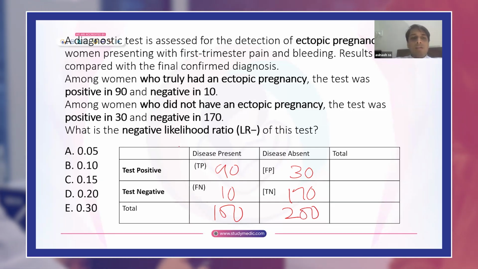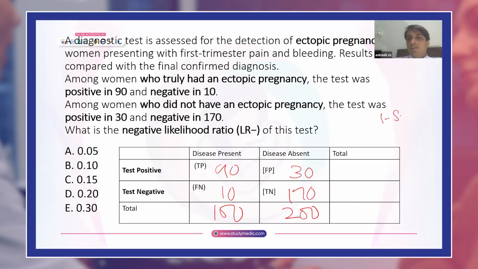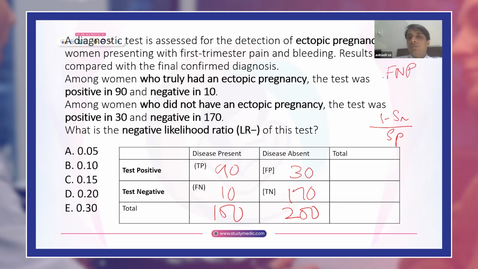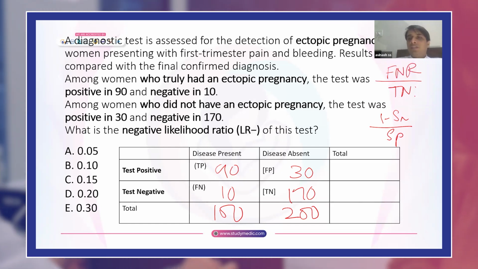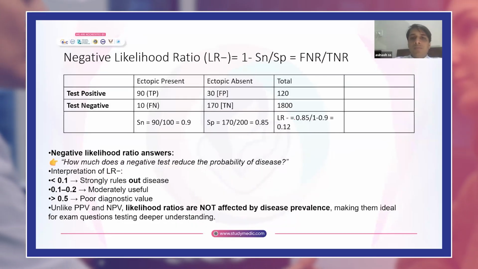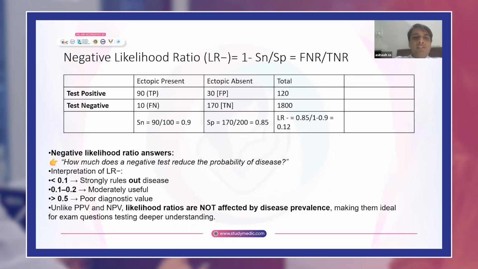Okay. Now they want to calculate a negative likelihood ratio. Negative likelihood ratio is 1 minus sensitivity divided by specificity. Sensitivity is true positive rate. 1 minus sensitivity is false negative rate. Divided by specificity, which is nothing but true negative rate. Amongst those who are having the condition tested negative, compared to those not having the condition tested negative, is the negative likelihood ratio. So once you apply the formula, you need to calculate sensitivity.